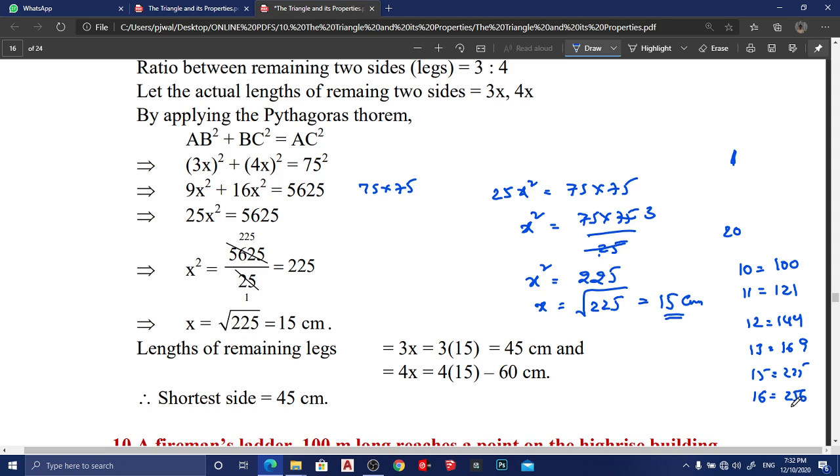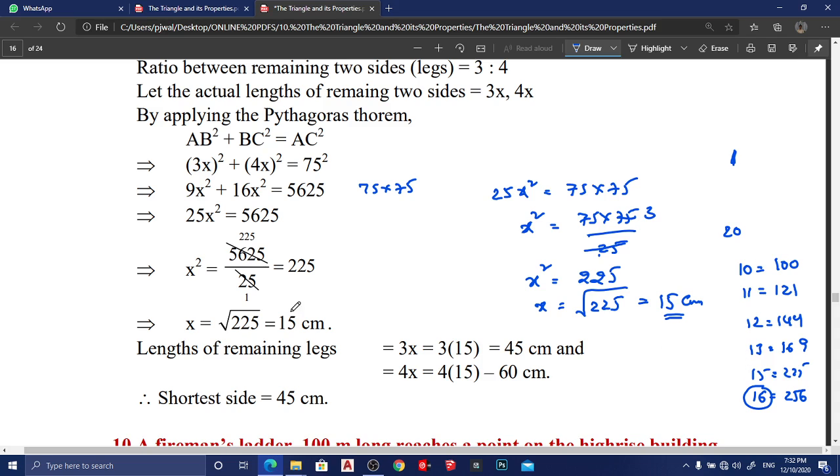If under root 256 is there in any problem, you can directly write it as 16. Under root 225 is there, you can directly write it as 15. Under root 169 is there, you can directly write it as 13. Okay, it's very important to remember these square values for competitive exams also.